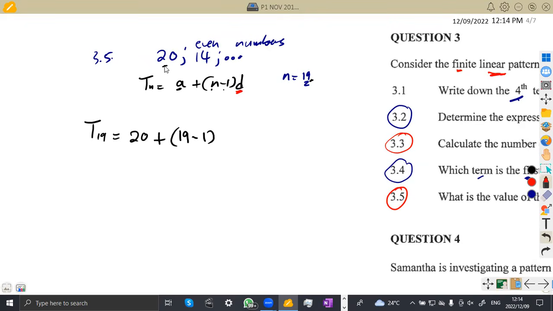So the D here is the difference. So it has changed because we started with 20, followed by 14. What is the difference between the two? Not forgetting that the common difference D is given by T2 minus T1. You just have to subtract 14 minus 20, which is a negative 6. So we are going to have negative 6 here.